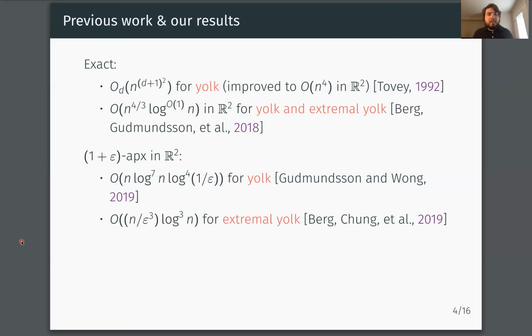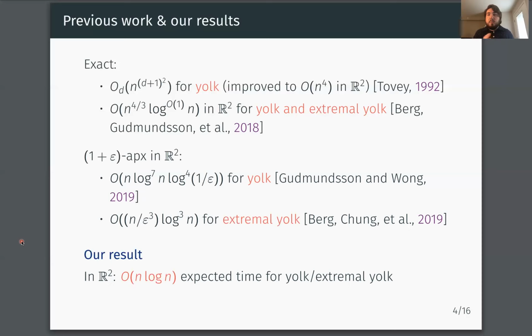In the paper coming up at SoCG, we show that in the plane, in fact, you can get an n log n expected time algorithm for the yolk and the extremal yolk. And this is an exact algorithm. So this clearly improves over all previous results. And in fact, our algorithm generalizes to higher dimensions, and we can show that you can compute the yolk and extremal yolk in n to the d-1 log n time, where this notation O of d is hiding factors that depend only on the dimension d.